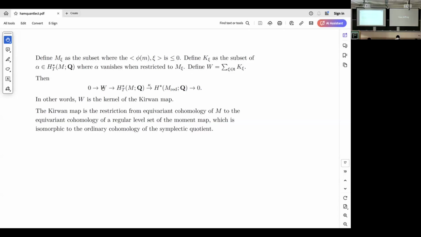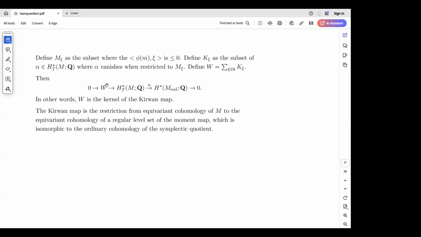And I've described what W is, the set of points where the moment map is less than or equal to 0. The Kirwan map is the restriction from the equivariant cohomology of M to the equivariant cohomology of a regular level set of the moment map. And that, as I've been describing, is isomorphic to the ordinary rational cohomology of the symplectic quotient.